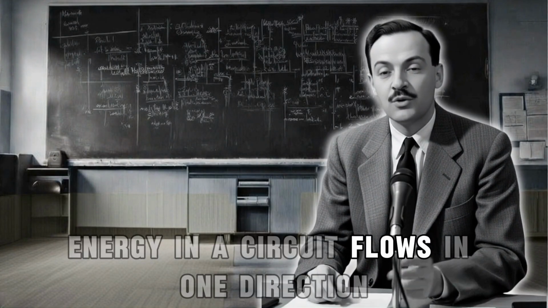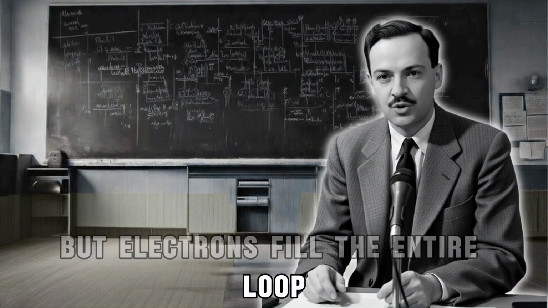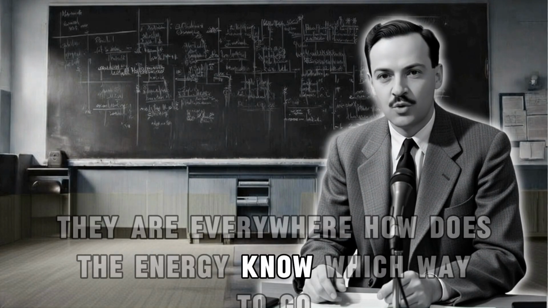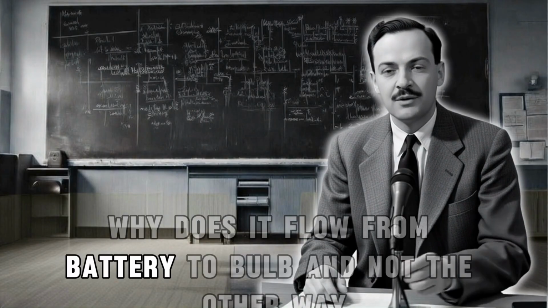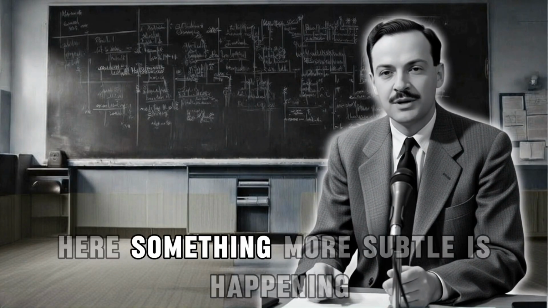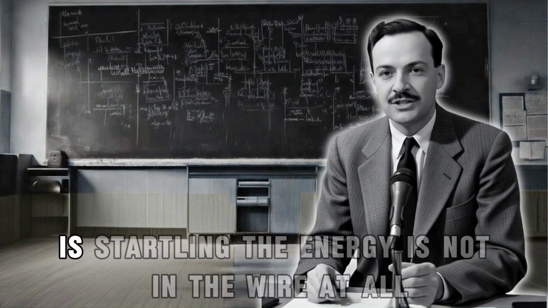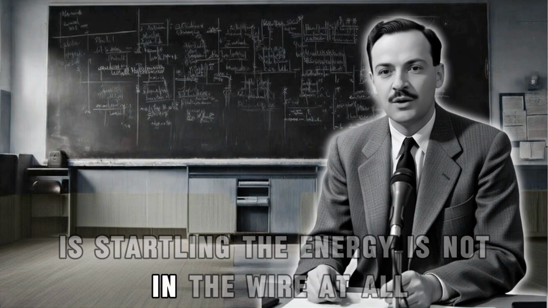Energy in a circuit flows in one direction, from the battery to the bulb, but electrons fill the entire loop. They are everywhere. How does the energy know which way to go? Why does it flow from battery to bulb and not the other way? The marble analogy breaks down here. Something more subtle is happening. And the real answer, when you finally dig it out, is startling. The energy is not in the wire at all.